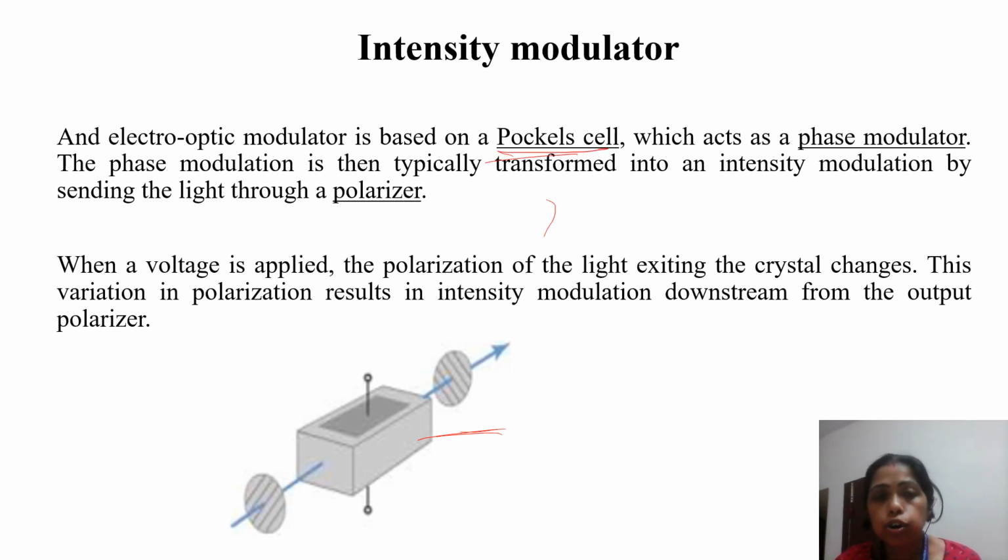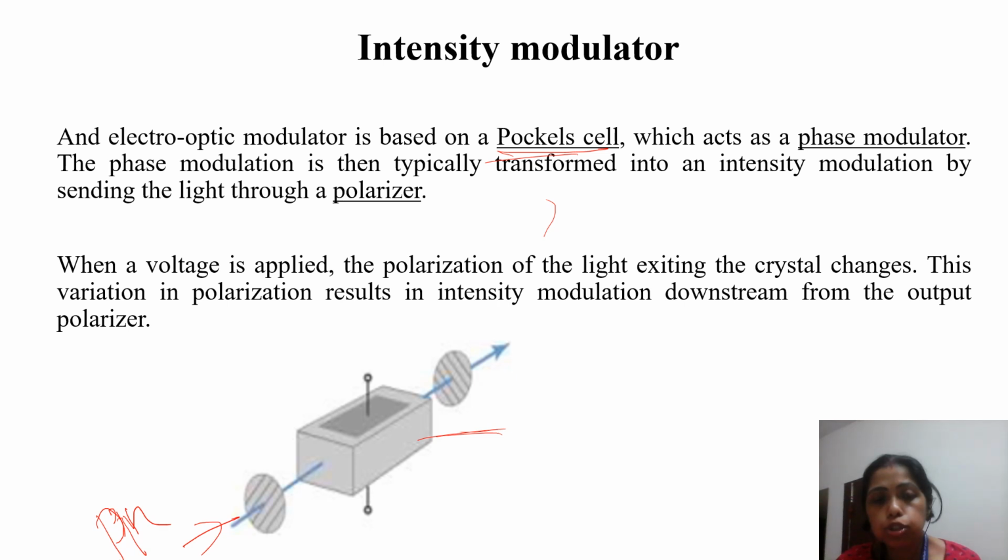So in the case of the intensity modulator, suppose you are getting the signal from the phase modulator. This signal propagates through one polarizer, then the light passes through the Pockels cell, and from the Pockels cell it comes into another polarizer, and again you will get the intensity.